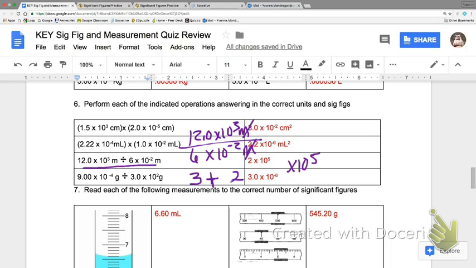Now let's divide out the factors. 12 divided by 6 is going to be 2. Check your sig figs. 1 sig fig with 6, 3 sig figs with 12.0, so we have to report to the single sig fig. Our answer comes out to be 2 times 10 to the 5th. No units because they canceled out.